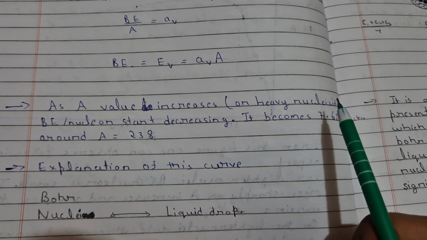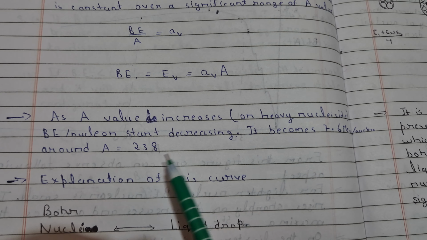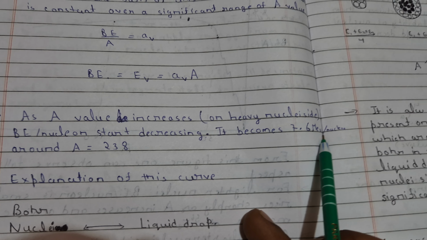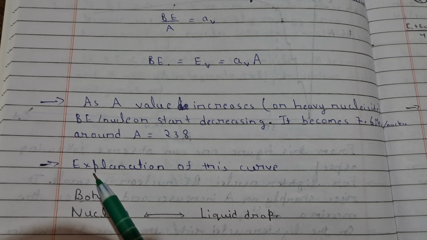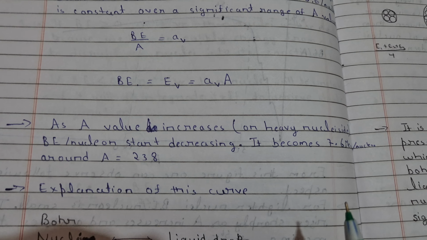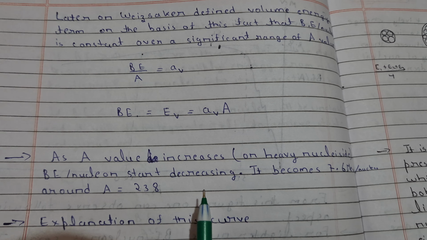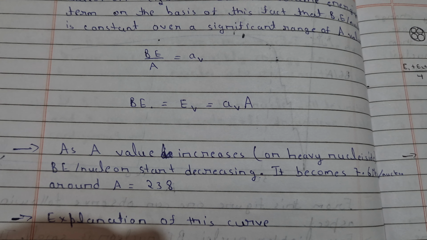As the A value increases, for heavy nuclei, the binding energy per nucleon starts decreasing. It becomes 7.6 MeV per nucleon around A equal to 238. Now in the next lecture we'll see the explanation of this graph, and we'll move forward to the liquid drop model. So thank you everyone.